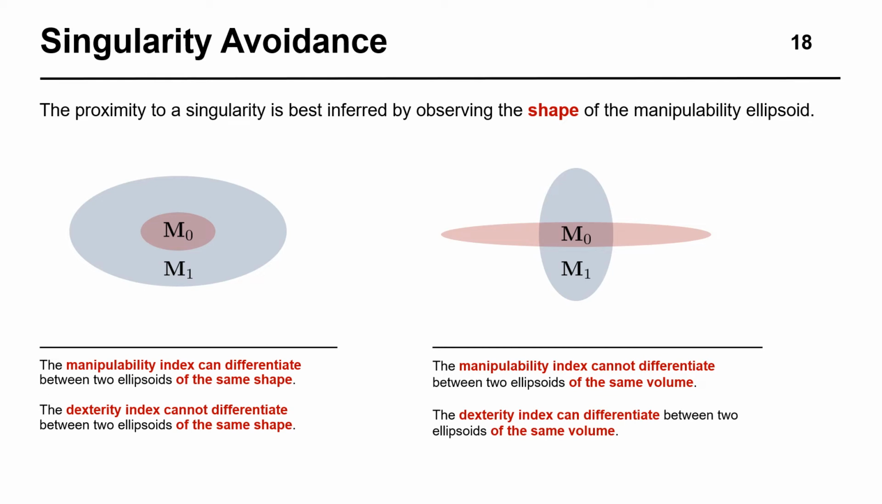Also, maximizing the manipulability index does not necessarily bring the robot further from singularities either, as high-volume ellipsoids can still have low singular values. So maximizing the volume does not necessarily mean that we're getting farther from the singularity.